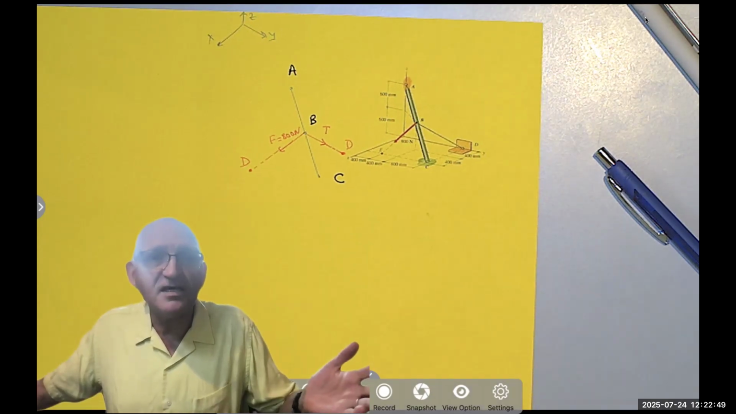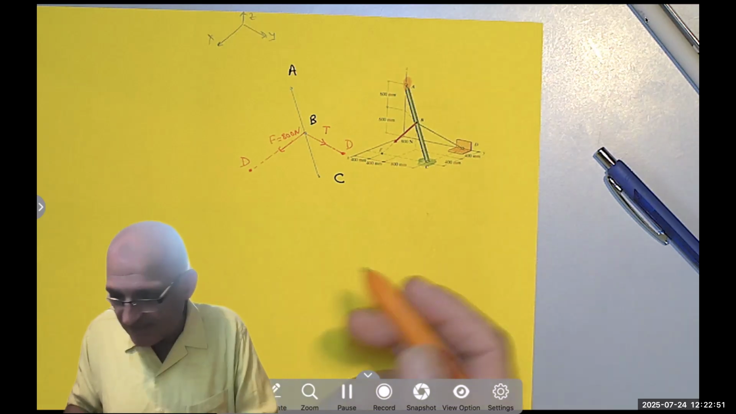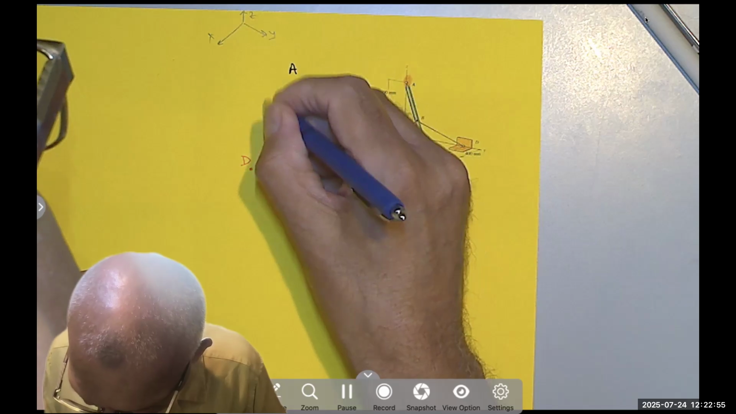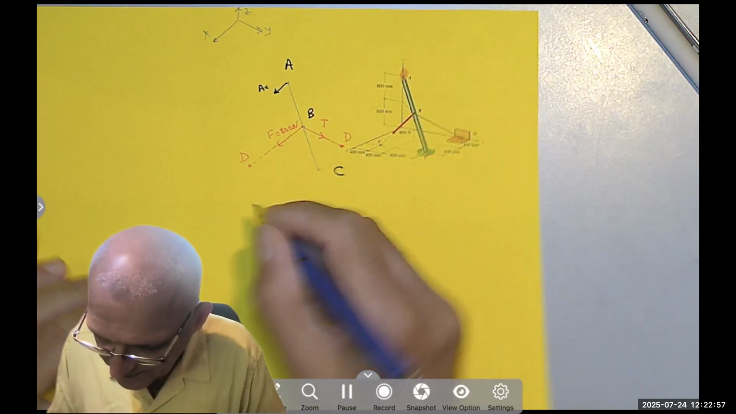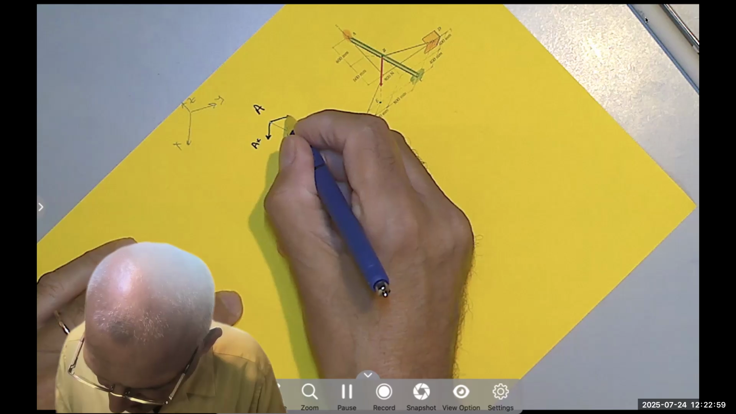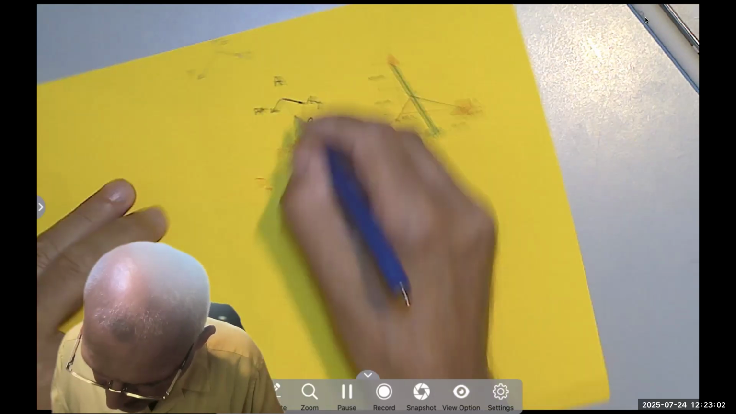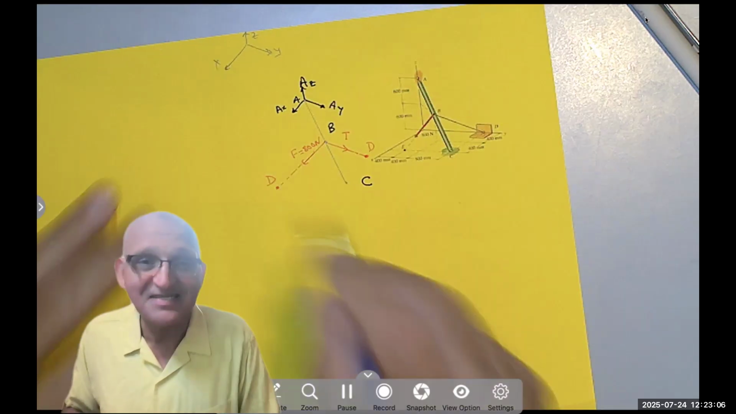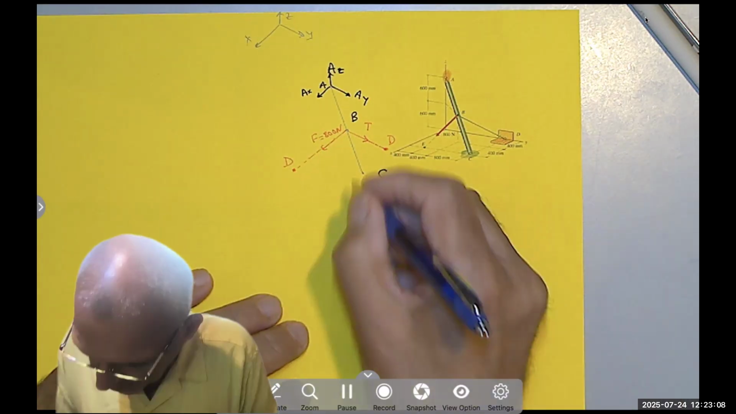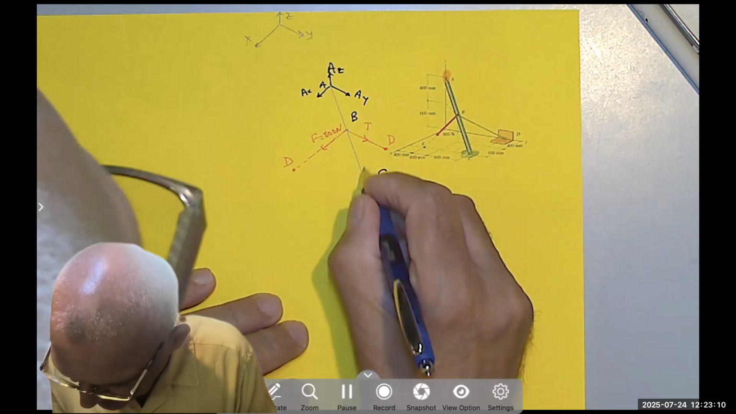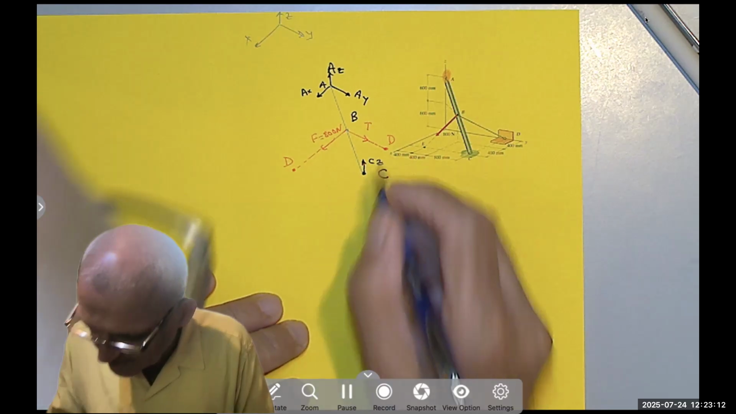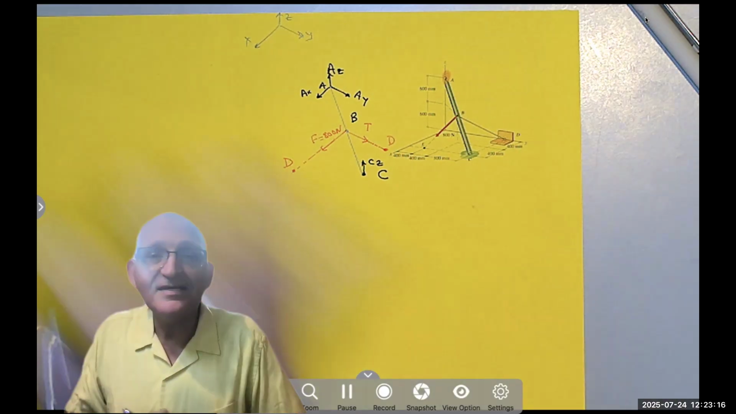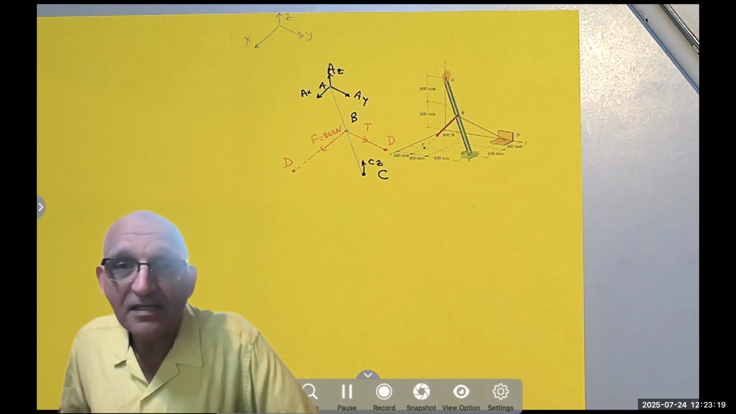You don't know anything about, first of all, you don't know where the reactions are. So let's go to A and say I have A sub X, A sub Y, and maybe this is point A and this is A sub Z. Also at C, I have C sub Z, right? Because you cannot move here. Still, it's not complete. Why?